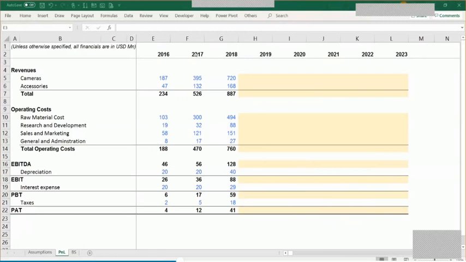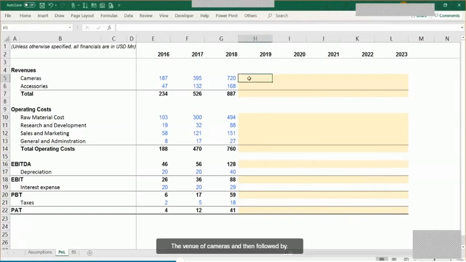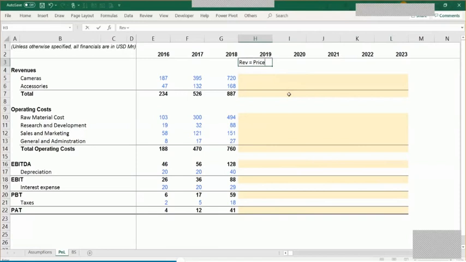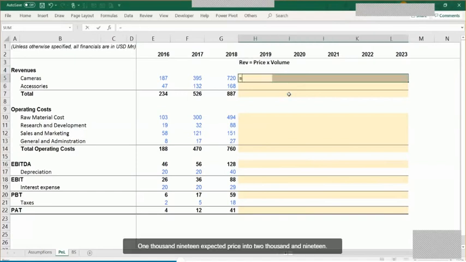All right, so let's proceed now. In file number 4, we are going to first of all begin with the revenue of cameras, followed by accessories. So revenue is nothing but price into volume. So revenue is equal to price into volume. So it's going to be 2019 expected price into 2019 expected volume.